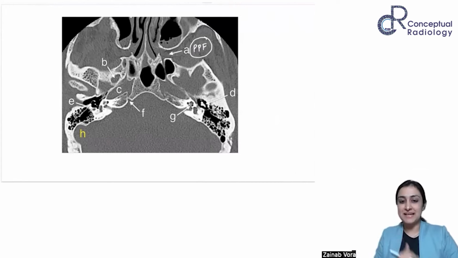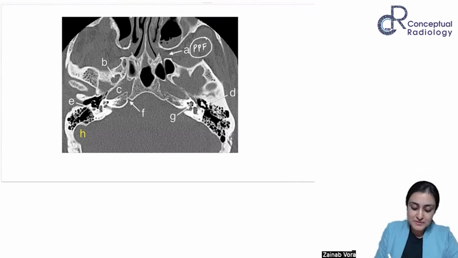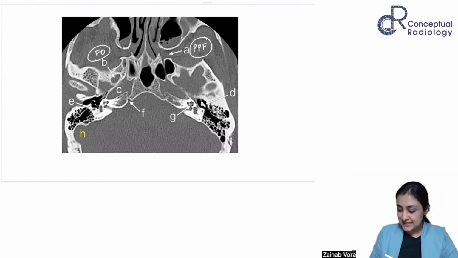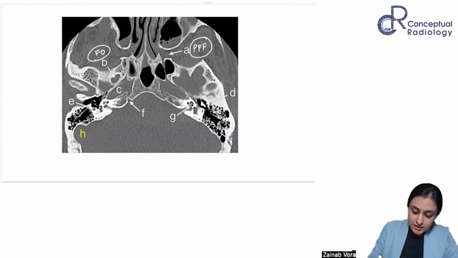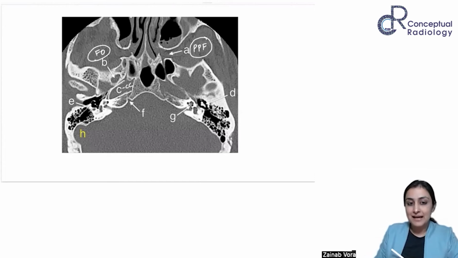So this is pterygopalatine fissure. What is B? From the shape you can tell. What is B? B is foramen ovale. Yes. Okay. What is C? What is C now? Whenever you see this longitudinal thing, very good. C for carotid canal. What is D? D is the middle ear.